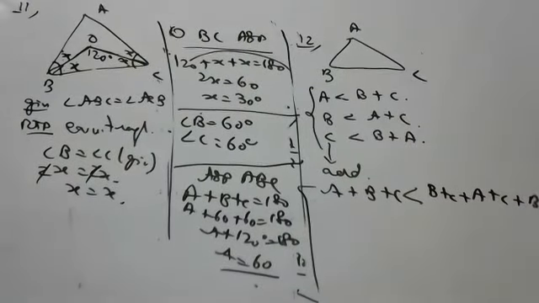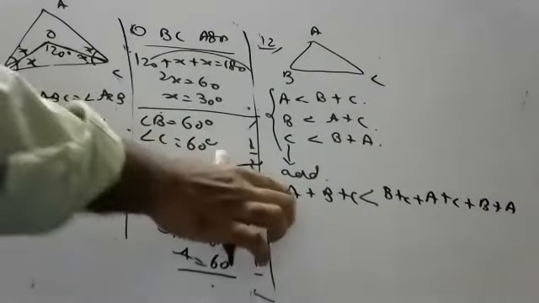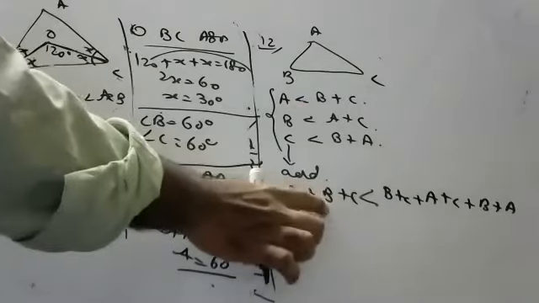Okay, children, try to understand. Instead of A, I wrote B plus C. Instead of B, I wrote A plus C.